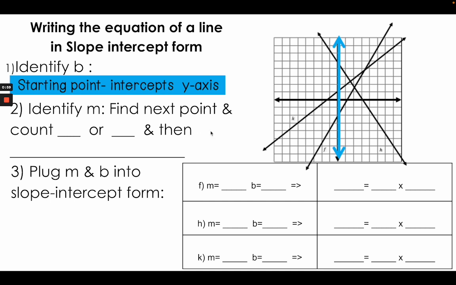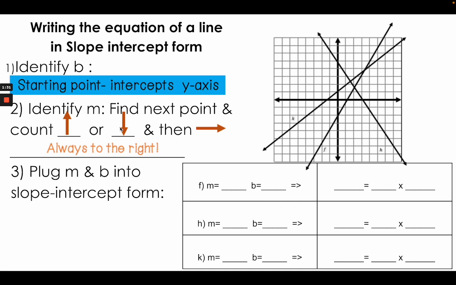The next thing we're going to do is identify the slope. And from that y-axis point, we're going to find the next point that crosses through a corner or an intersection. And we're either going to count up or we're going to count down, and then we're going to count to the right. And it's always to the right. So we count upward when it's a positive slope. We count downward when it is a negative slope.